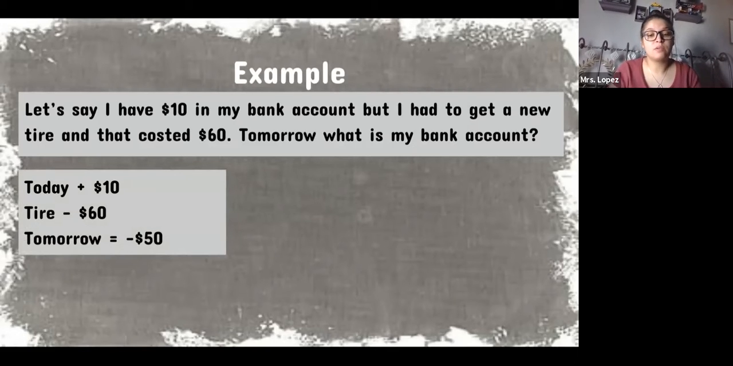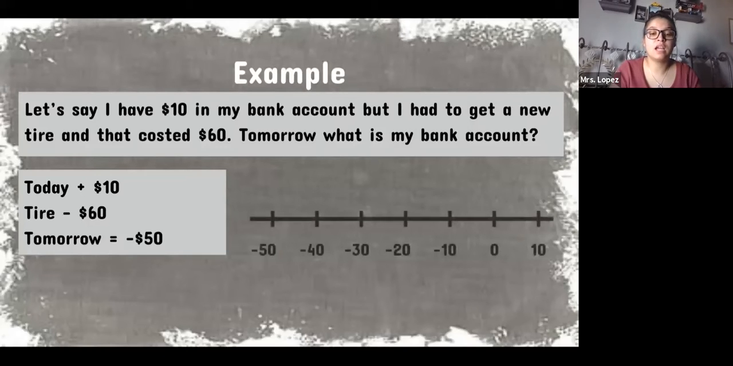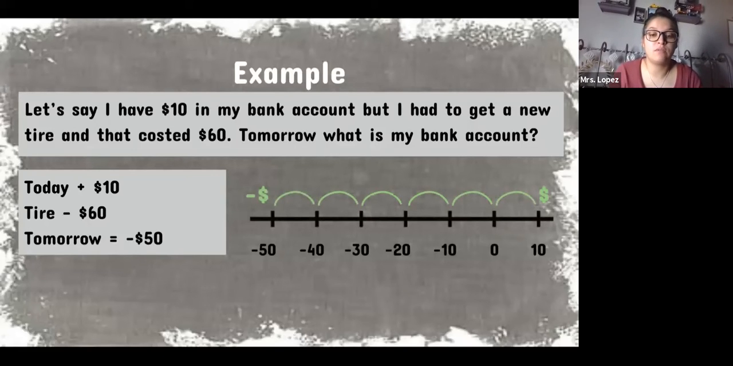To visually represent negative $50, I'm going to write out my number line and do my equation. So I started off with $10 and I spent $60 on a new tire. So that means I spent 10, 20, 30, 40, 50, and 60. So I should have ended up with negative money, which I ended up with negative $50.